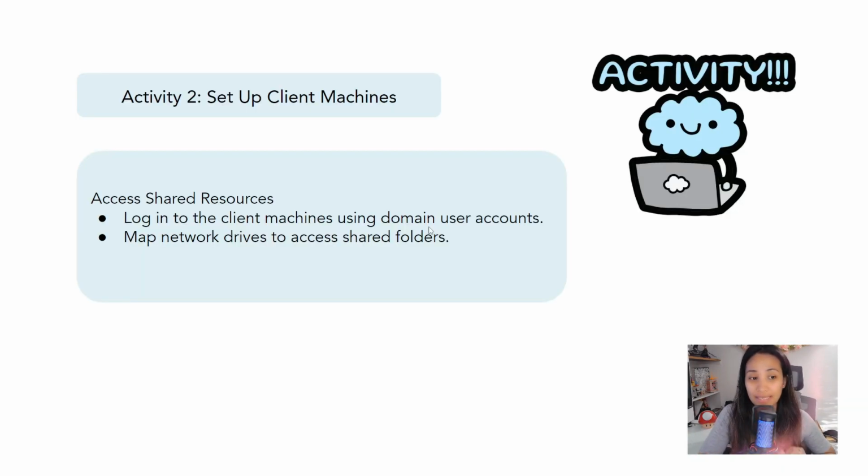Okay, so now we are going to test if we can get to the shared folder from the client machines, because for example a user wants to access something on the network. So we are going to try to set up a client machine and test to see if the folder that we have created is accessible now. These are the tasks that we're going to do. We should log into our client machine now with the domain user account that you have created from previous activities, and try to map the network drives to access the shared folders.